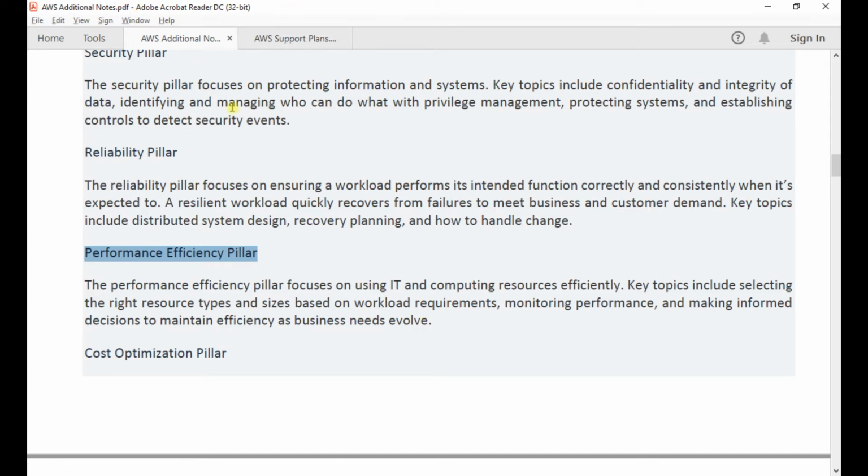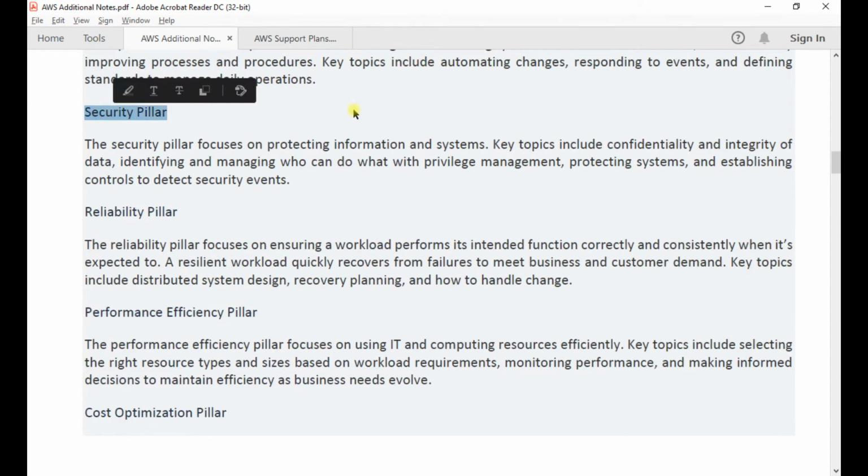And the last one is the security pillar. This is again the backbone of all the services. I'll tell you, one stupid activity, one hack, and the entire business can collapse. We often see that so-and-so business has been hacked. The next day all customers will change from that vendor to another vendor. The pillar focuses on protecting information and systems. Key topics include confidentiality and integrity. So these are the three topics which are there.